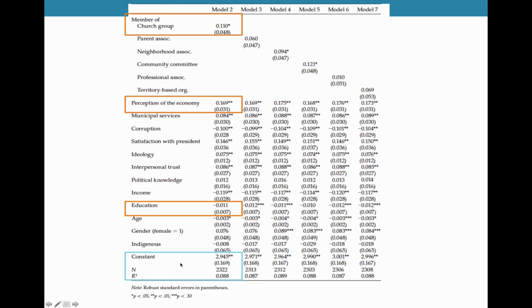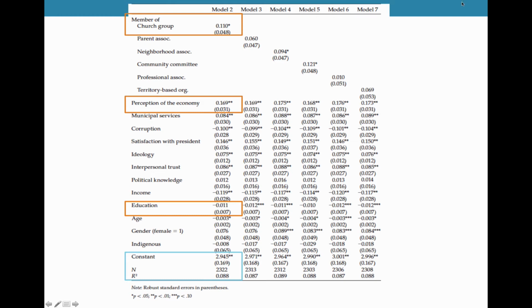Here's our trusty constant. In general, we don't really pay that much attention to the constant, but it's always going to be there, and it's always going to be at the bottom. And then here is our n. So we see, wow, this is 2,322. It's a pretty large n for this study. And then the r squared. You know, again, as we mentioned earlier, the r squared doesn't tell us all that much. That's not really that interesting for a study, but it's always going to be included.